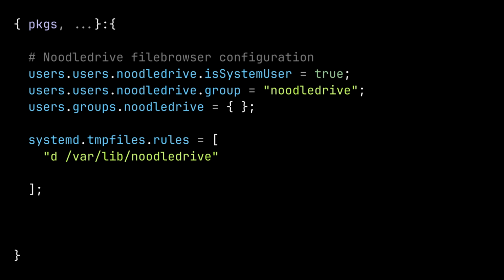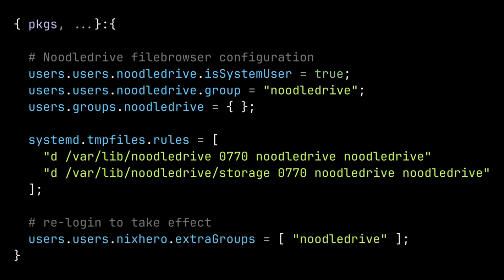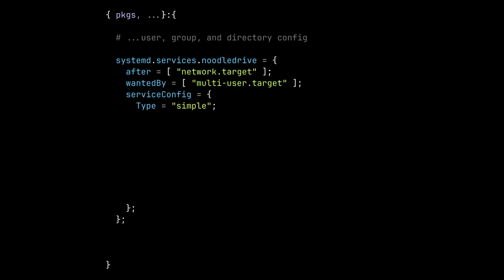Filebrowser requires a database to store some stateful data, and we will place it in the filebrowser.db file inside the Noodle Drive directory. We will also create a storage subdirectory for the actual files and directories managed by Filebrowser. This is the exact directory we will see as the root directory in the web interface. We will set 770 permissions on the directories, which means only Noodle Drive user and group members can access the directories. This means if an interactive user needs to access the directories, we will need to add them to the Noodle Drive group.